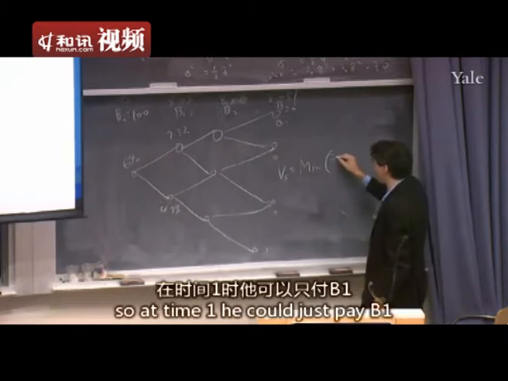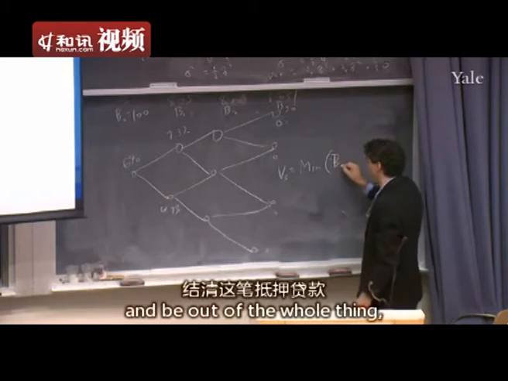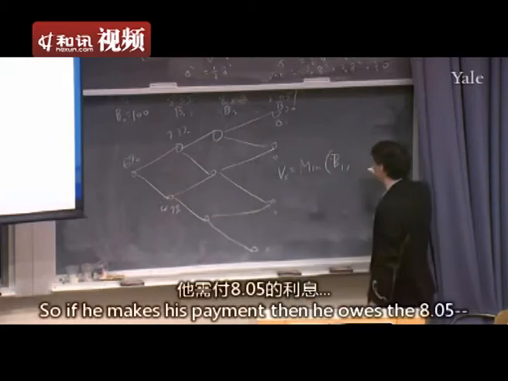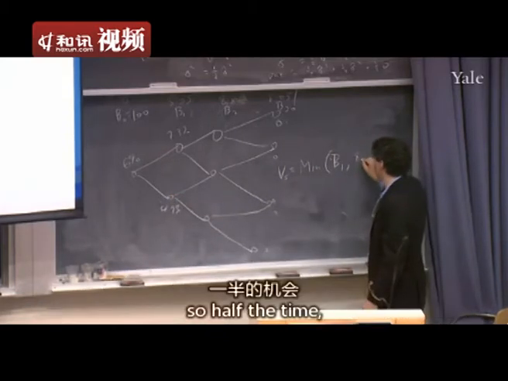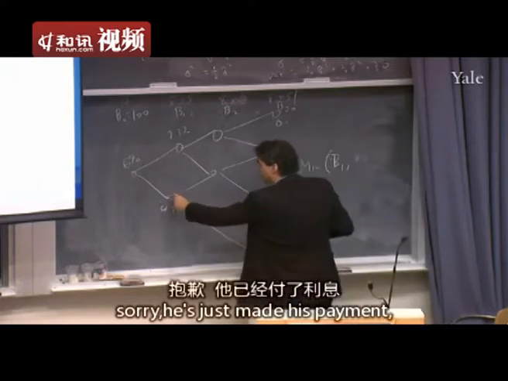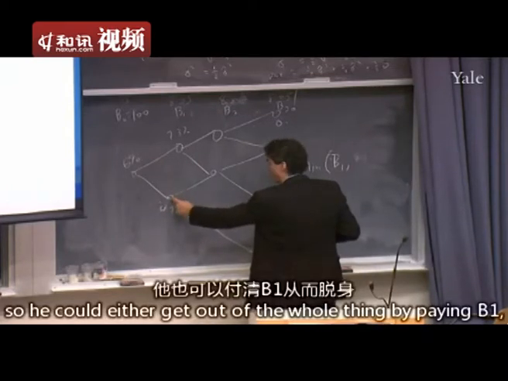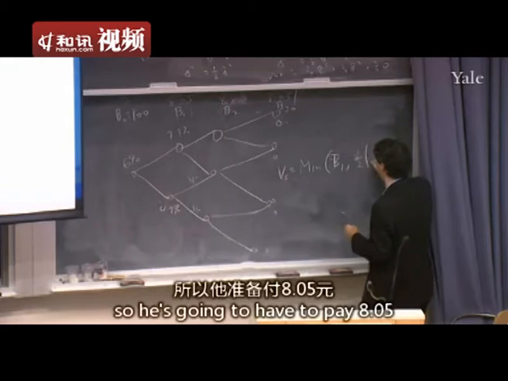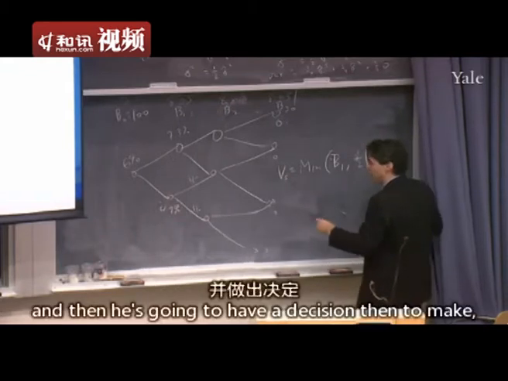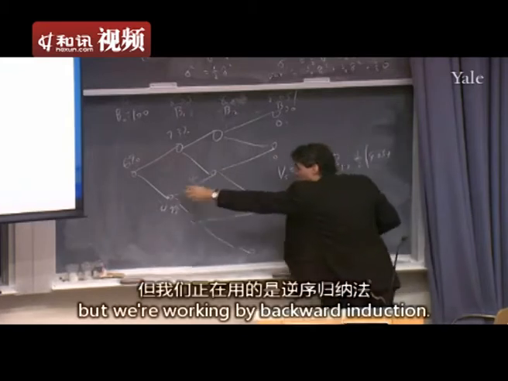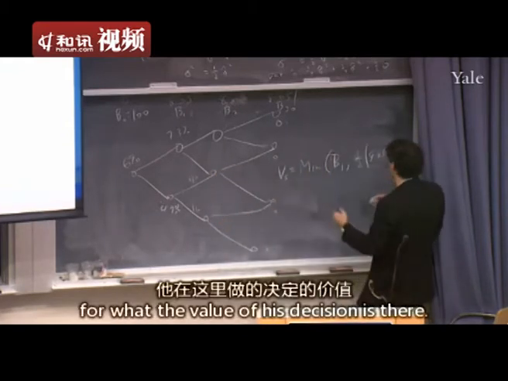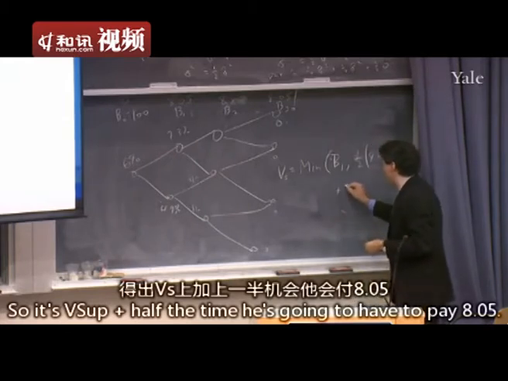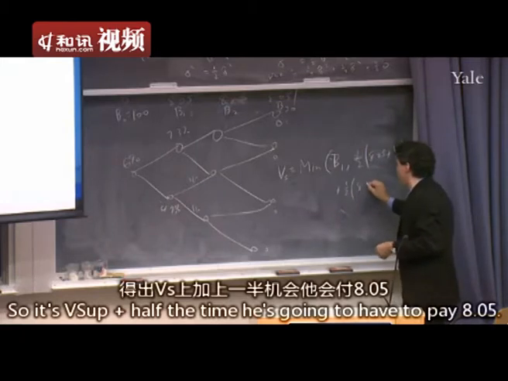So at time 1, he could just pay B1 and be out of the whole thing. Or he could make his payment. So if he makes his payment, then he owes the 8.05. So he's just made his payment. So he could either get out of the whole thing by paying B1, or he could wait to see what happens next period. So half the time he's going to go up. So he's going to have to pay 8.05. And then he's going to have a decision then to make. But we're working by backward deduction. We've already solved out for what the value of his decision is there. So it's going to be VS up, plus half the time he's going to have to pay 8.05.